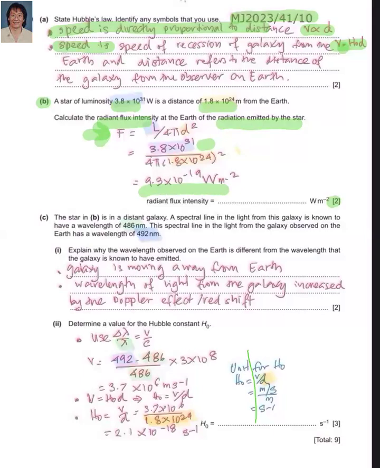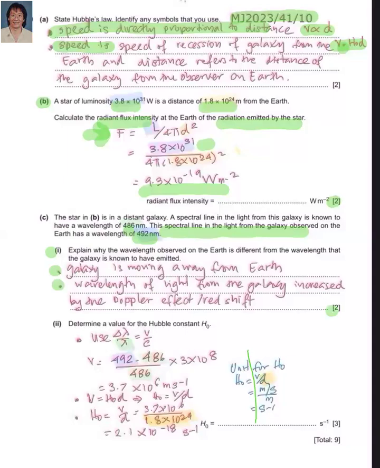Then for part C, the star in B is a distant galaxy. The spectral line in the light of this galaxy is known to have a wavelength of 486 nanometers. The spectral line in the light from the galaxy observed on Earth has a wavelength of 492 nanometers. So you can see that the wavelength has increased from 486 to 492. Then part 1, explain why the wavelength observed on the Earth is different from the wavelength that the galaxy is known to have emitted. The answer, for the 2 marks, is this: the galaxy is moving away from Earth.